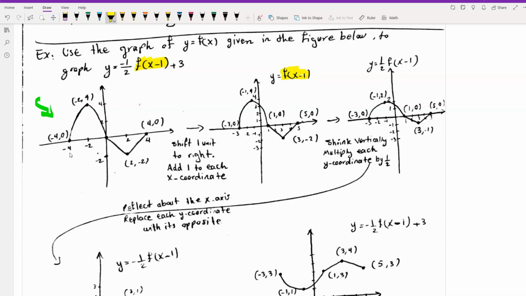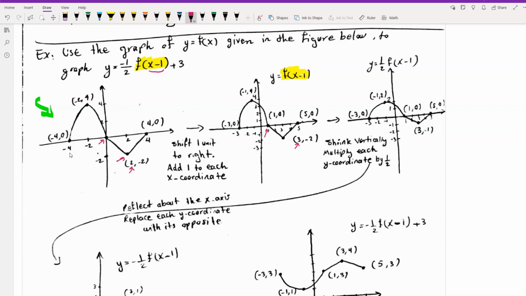And what we have to do, because of having x minus 1, that means we have to shift our graph 1 unit to the right. So add 1 to each x coordinate. So here we have 0, 0, we're going to have 1, 0. Here we have 2, negative 2, we use this x coordinate to add 1. So we're going to have 2 plus 1, and that is 3. So we will have 3 comma negative 2. So do the same thing for all these points, and then connect them to graph f of x minus 1.